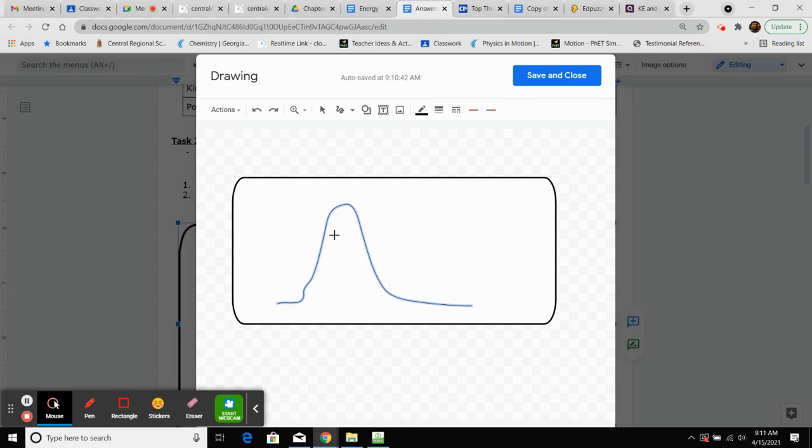No. Okay, so we have to label the points where it's the highest potential energy. Where is that going to be again? The top. So I'm going to make a quick little circle there, and I'm going to write PE, that's where it's the highest. And where's KE the highest? Down here at the bottom, somewhere.